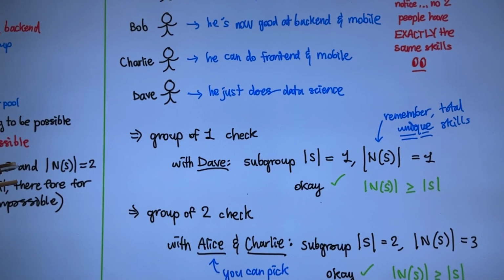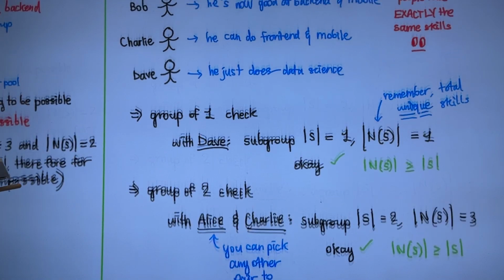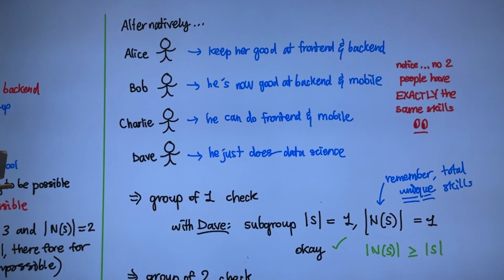Because remember, we're looking at smaller groups within the larger set to make sure that Hall's condition is still fulfilled even in those little sets. So if we pick out any random 2 people, let's say Alice and Charlie, okay?